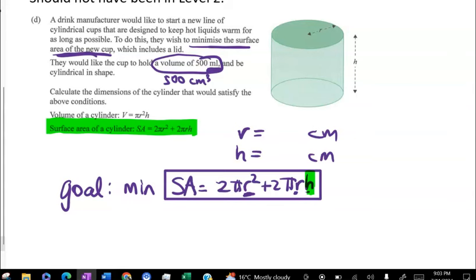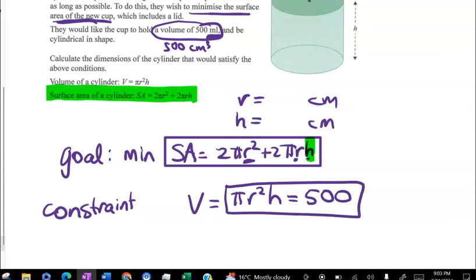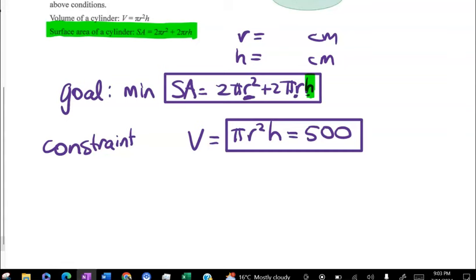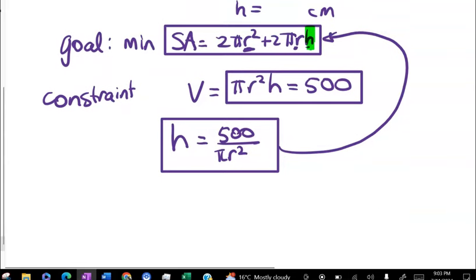And we do that using the constraint, right? And the constraint is that the volume of the can has to be 500 ml. So we're given V is equal to pi r squared h, and that equals 500. So we're going to use this now to get rid of h. h is equal to 500 over pi r squared. We're going to take this and we're going to plonk it back into here.